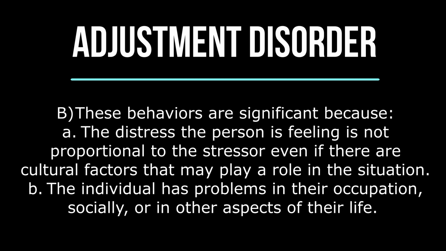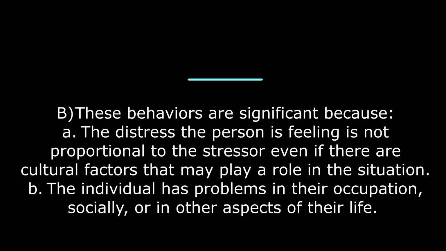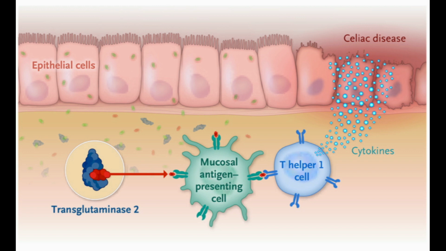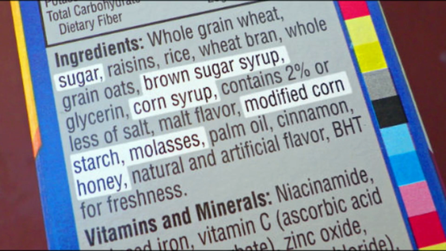B, these behaviors are significant because the distress the person is feeling is not proportional to the stressor, even if there are cultural factors that may play a role in the situation. As an example, I like to use my celiac disease. When I was first diagnosed with celiac disease, there were definitely some stresses that came about with it in better understanding it. Just trying to grocery shop was difficult, so I had to now read labels on everything to see if there was wheat, barley, rye, malt, or oats. I can't eat any of those foods.